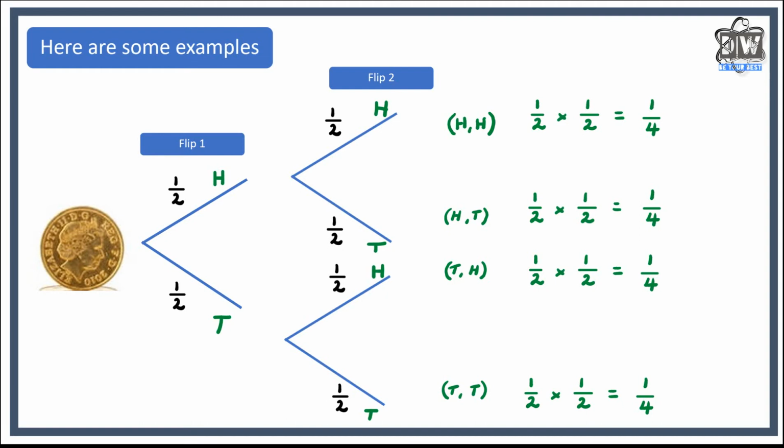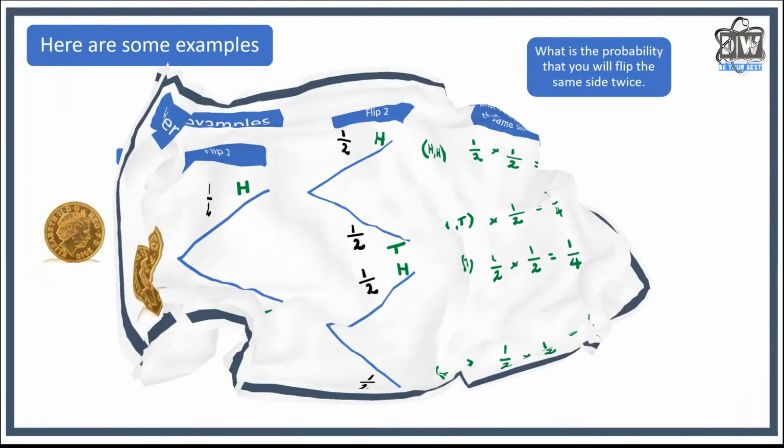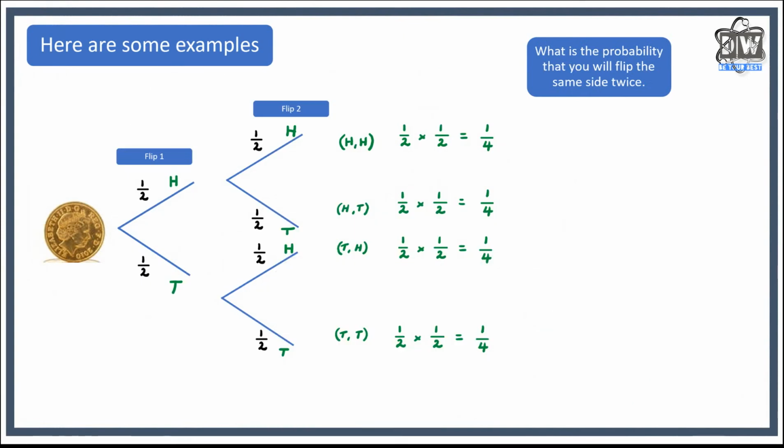But here is where we throw in the curveball and we use this information to answer a question. The question is this: what is the probability that you will flip the same side twice? Let's look at this in more detail. First of all, we've got to assess when we flip the same side twice. A head and a tail, that's not the same side twice. A tail and a head, that's not the same side twice. But we have got a head and a head here, and we've got a tail and a tail there.